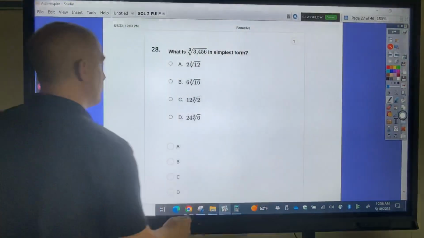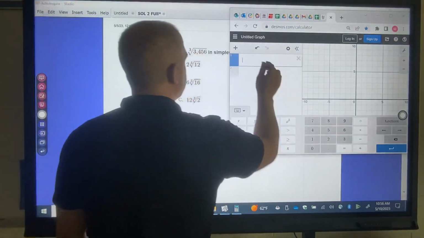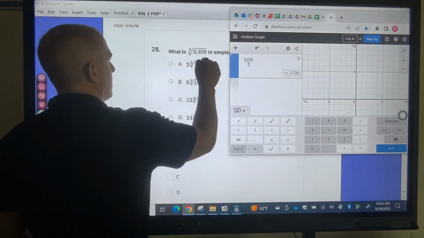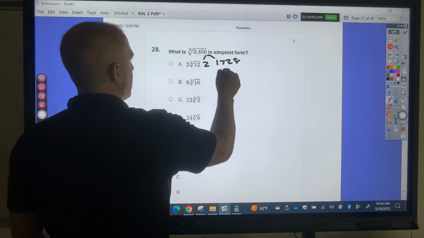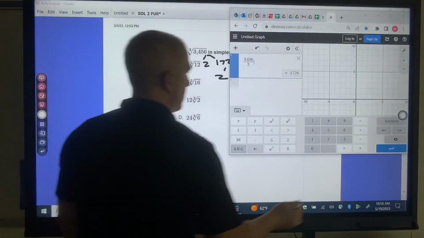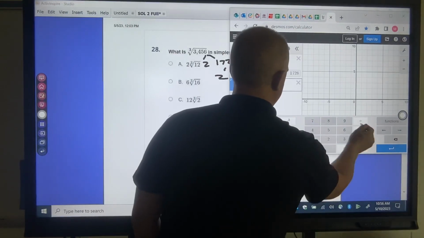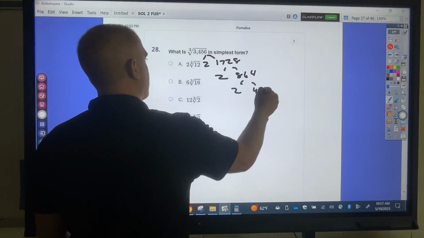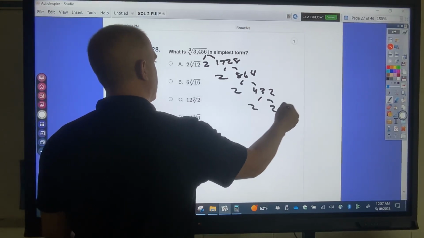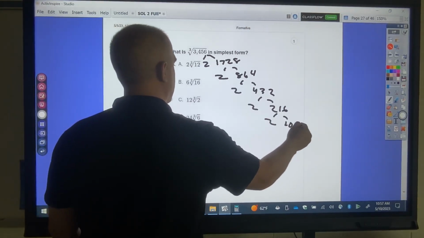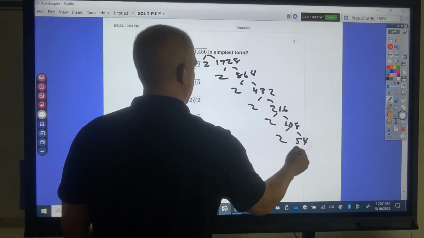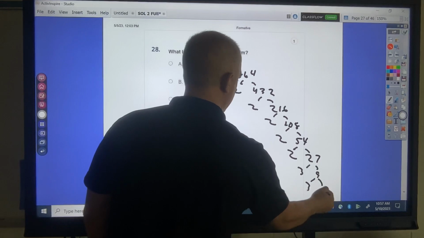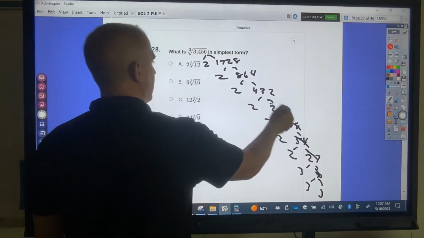All right, cube roots. We should be good at these. Okay? Divided by 2 is 2 and 1728. Divided by 2 again, would be 864. Then it'd be 2 and 432. 2 and 216. 2 and 108. 2 and 54. 2 and 27. 3 and 9. 3 and 3. We should be good at these. Cross out all these guys.